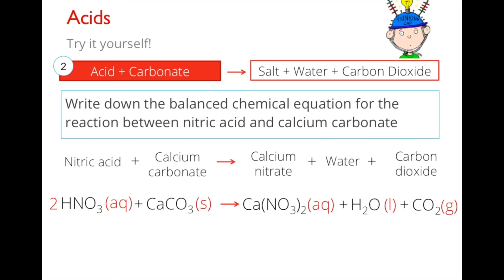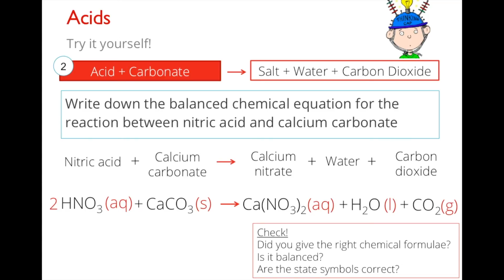This is the state symbol. Calcium carbonate is a solid and is insoluble. Okay, that's why you have your white precipitate. Check, do you give the correct chemical formula? Is it balanced? Are state symbols correct?